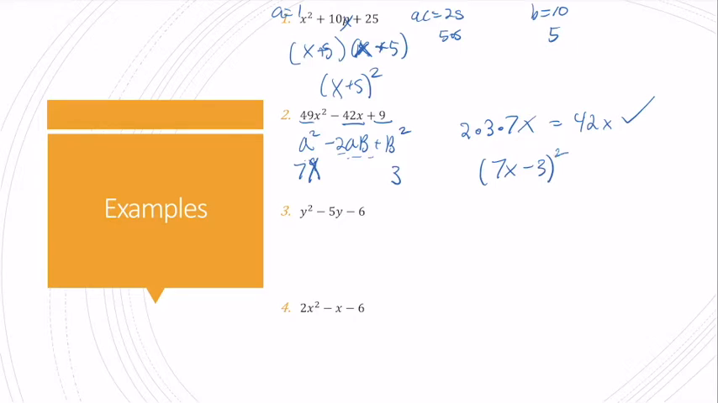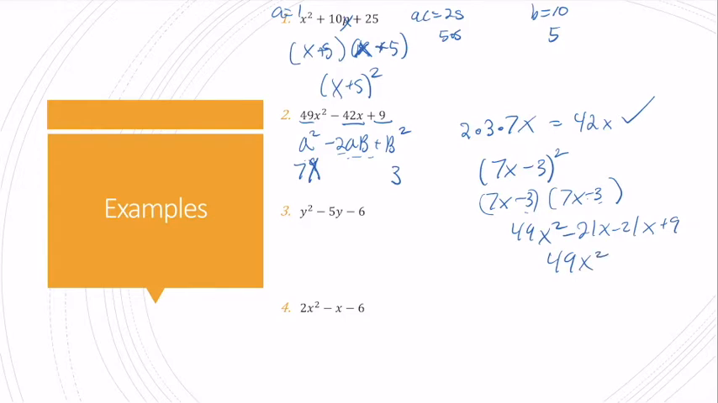Let's go ahead and check our answer. That gives me 49x squared minus 21x minus 21x plus 9. You'll see I'll get back to 49x squared minus 42x plus 9.